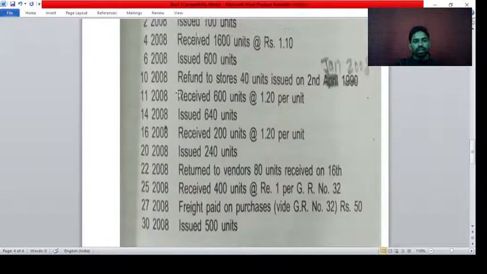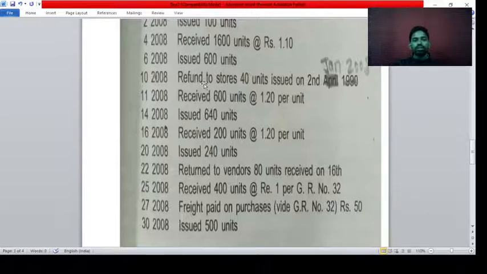Next, on the 10th January 2008, refund to stores 40 units issued on 2nd January 2008. Okay, refund to store 40 units issued on 2nd January 2008. Okay, so this is a printing mistake. Okay, so on 2nd January 2008.